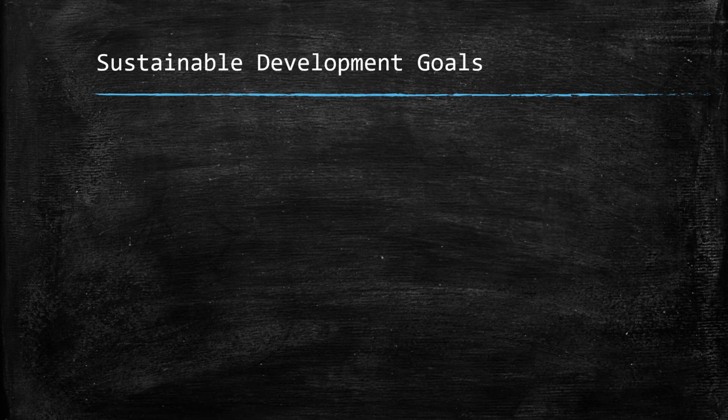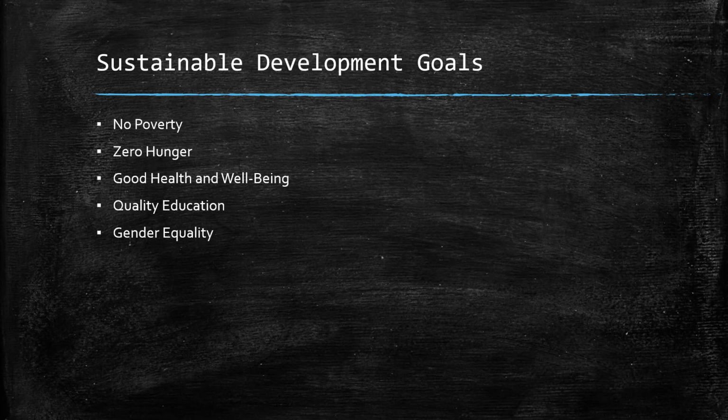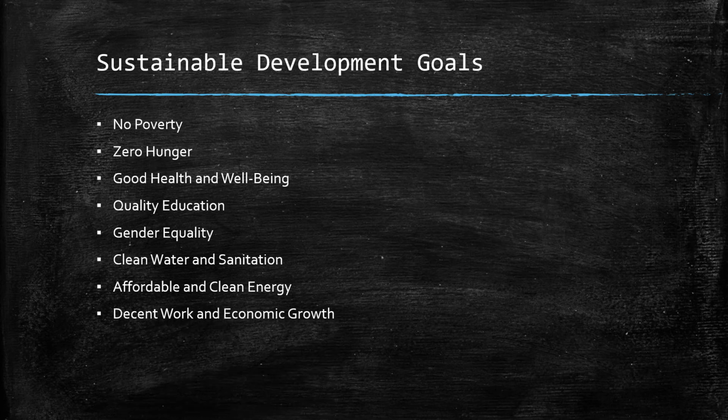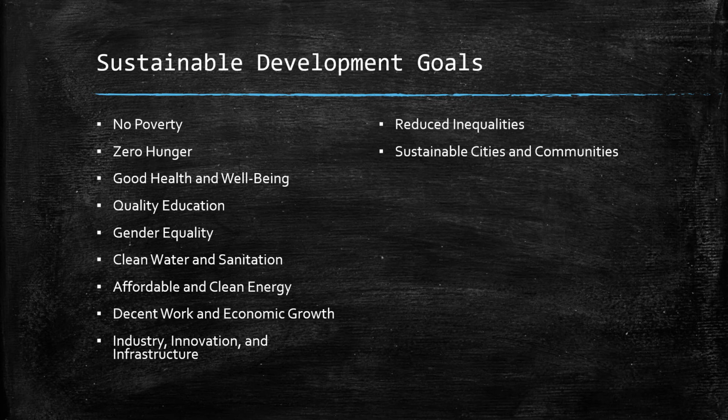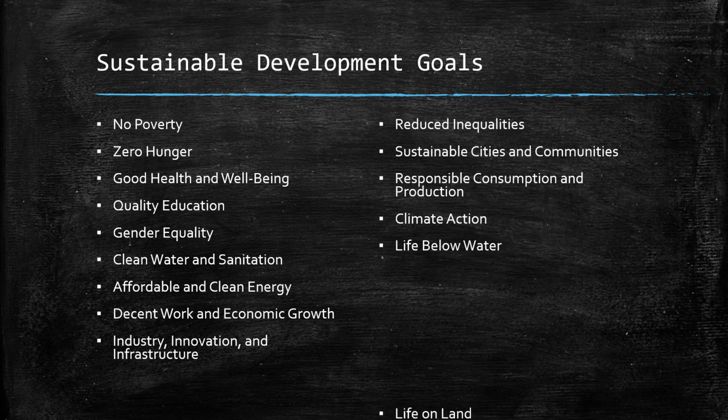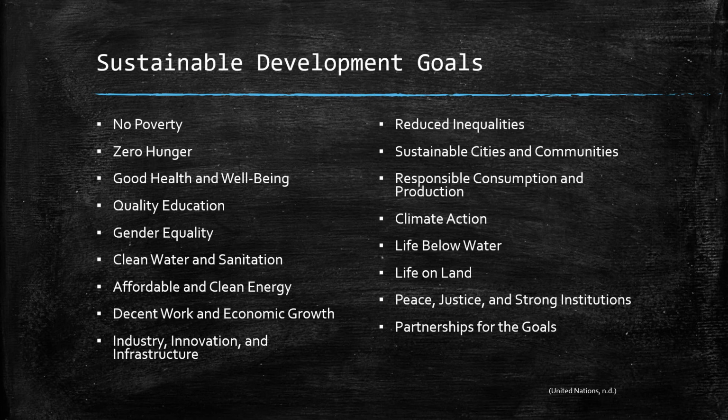The 17 goals are very lofty. We begin with no poverty and zero hunger, good health and well-being, quality education, gender equality, clean water and sanitation, affordable and clean energy, decent work and economic growth, industry, innovation, and infrastructure, reduced inequalities, sustainable cities and communities, responsible consumption and production, climate action, life below water, life on land, peace, justice, and strong institutions, and partnerships for the goals.